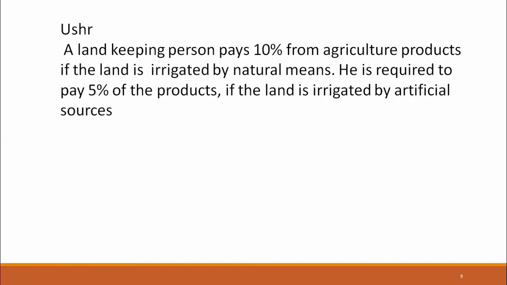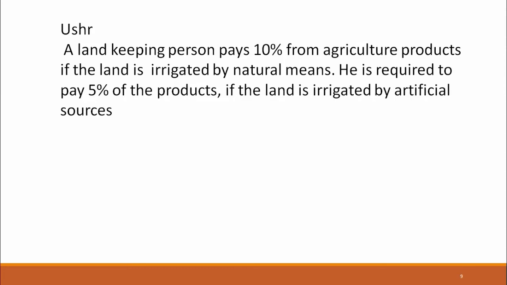A landowner pays 10% of agricultural products if the land is irrigated by natural means. If the land is irrigated by a natural source, then the person pays 10% of the agricultural products. And he is required to pay 5% of the product if the land is irrigated by artificial sources. So this is a very important point. The person will pay 10% if the land is irrigated by natural sources, and 5% if the land is irrigated by artificial sources.